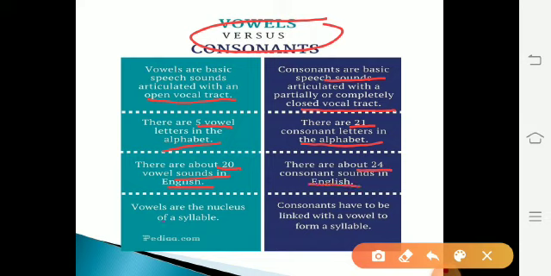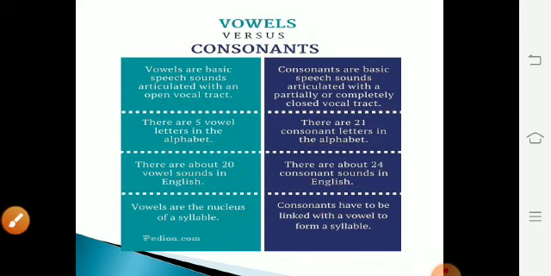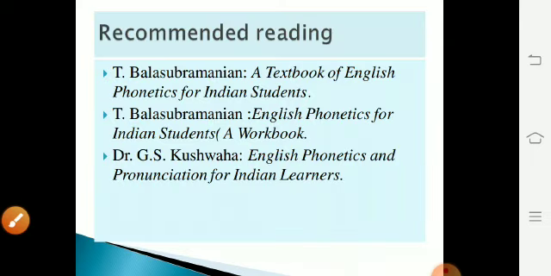Vowels are the nucleus of a syllable. Consonants have to be linked with a vowel to form a syllable. This fourth point, the nucleus of a syllable, and linking with a vowel to form a syllable, we are going to discuss in detail when we discuss syllables. This is the basic difference between vowel and consonant sounds. I hope everything is clear to you now.